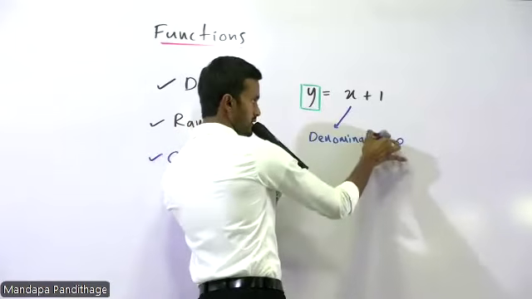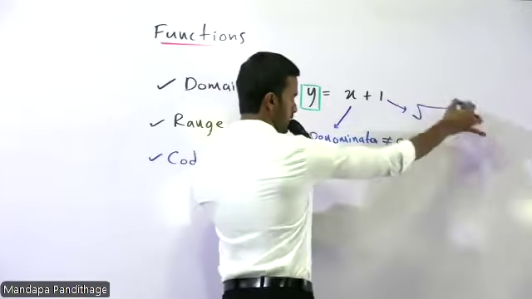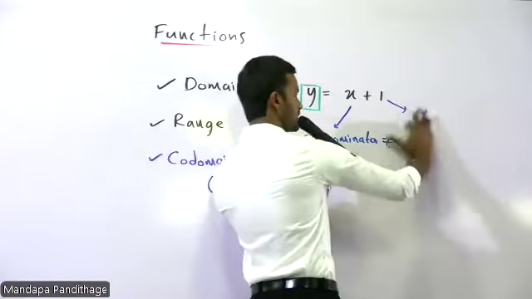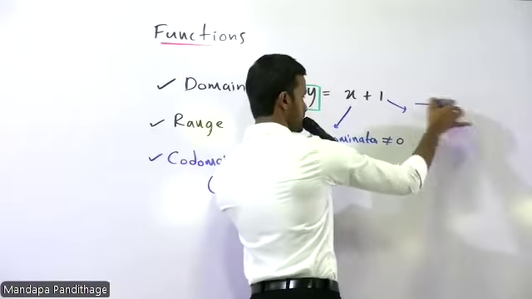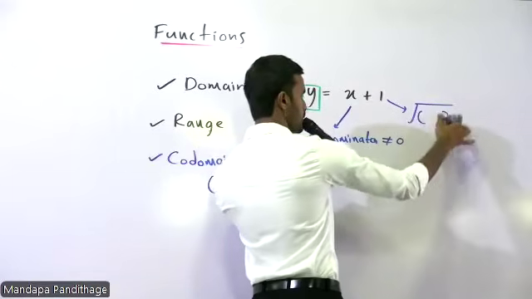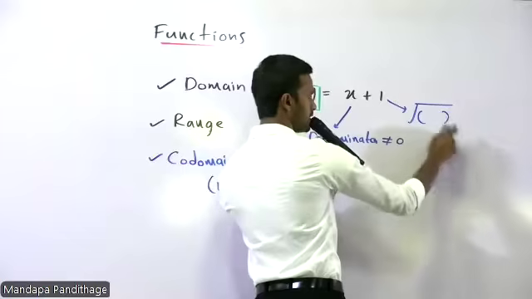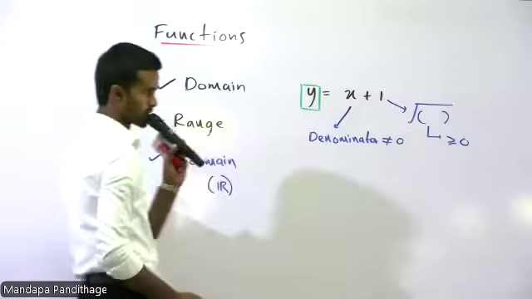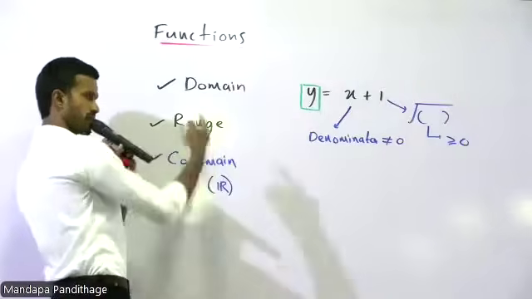The other check is whether there is a square root. If there is a square root, the expression inside the square root should be a positive one. It should be greater than or equal to 0. So based on these two, you can write your domain.